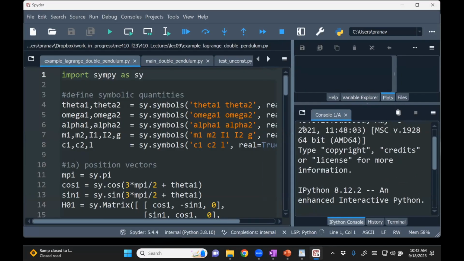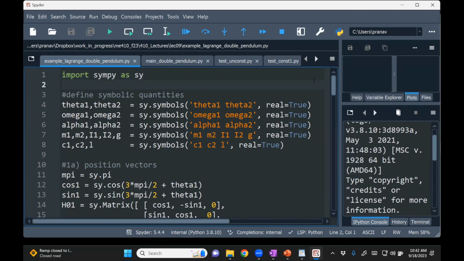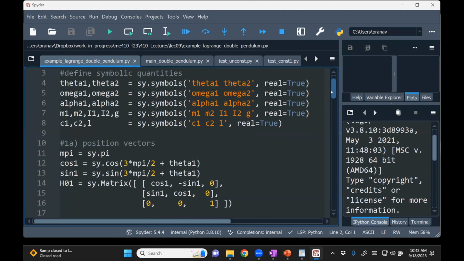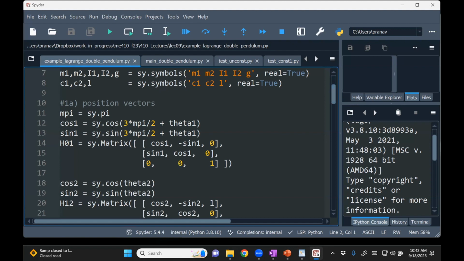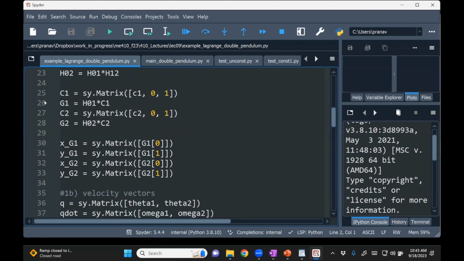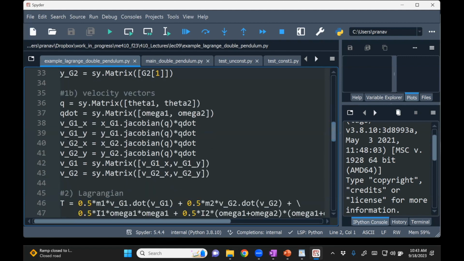The double pendulum equations in Python. So define symbolic variables, and I'm trying to make it so that it looks similar to my derivation. For example, I have said here in the comments 1a, get the position vector. So you see that the equations here are similar to the ones I have in the notes. For example, if you remember, 270 degrees is 3 pi divided by 2. So h01, h12, c1, this should actually have been, okay, I can change it later on. xg1, yg1 are the positions of the center of mass. I get the velocities, vg1, xy, vg2, xy.